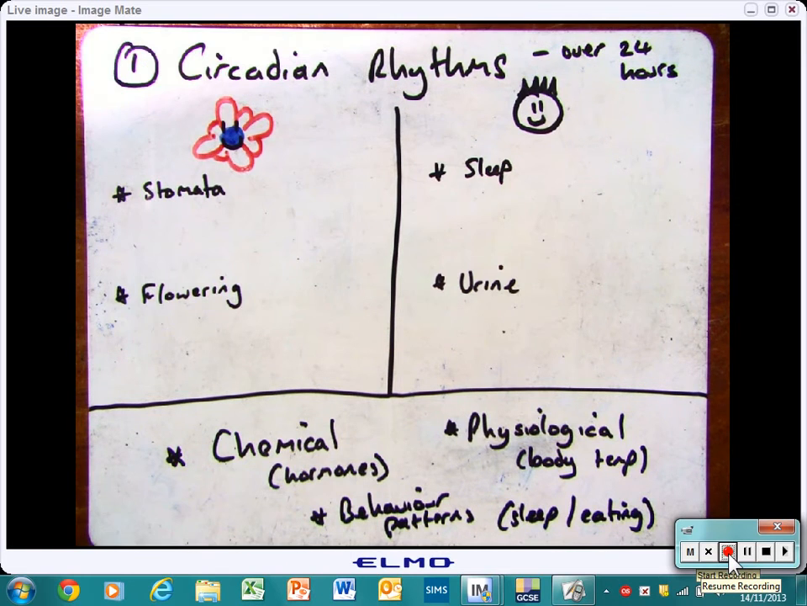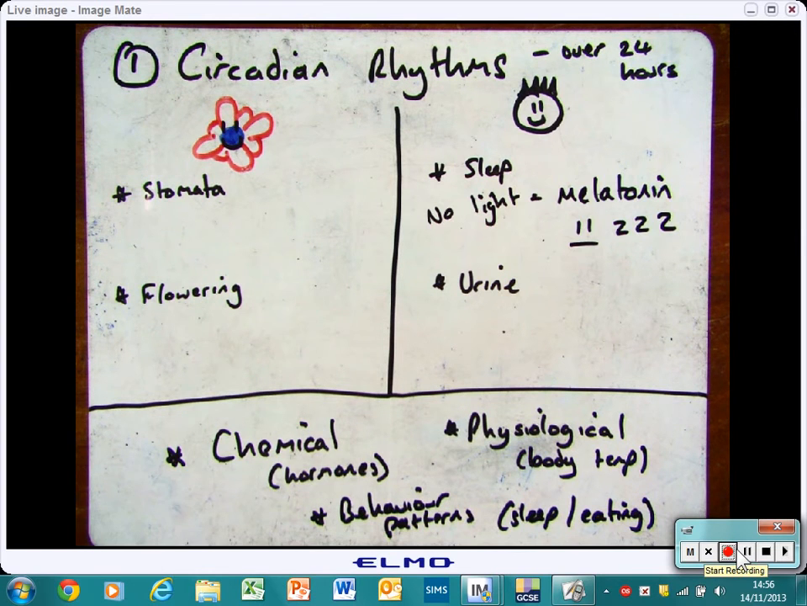So the four ones you need to know for the exam are how circadian rhythms affect sleep, urine production, the stomata opening, and flowering of plants. If we first of all look at sleep, it's to do with light intensity from the eyes. If there's not enough light coming through, the body produces a hormone called melatonin, which makes people sleepy. Likewise, when the person goes to sleep, the body produces a hormone called ADH, or the antidiuretic hormone. This reduces the amount of urine produced overnight, for obvious reasons.